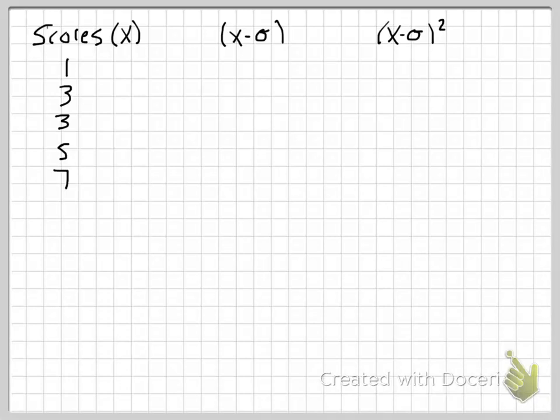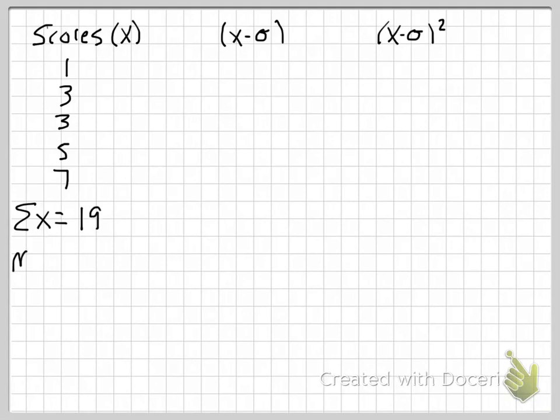Okay, so here we have a set of 5 scores, and we're going to compute the standard deviation for this population of 5 scores. We're going to start by using the definitional formula. So we always need to start by computing the mean. And for the mean, you need first to have the sum of the x's. In this case, if we add up the scores, we get 19.